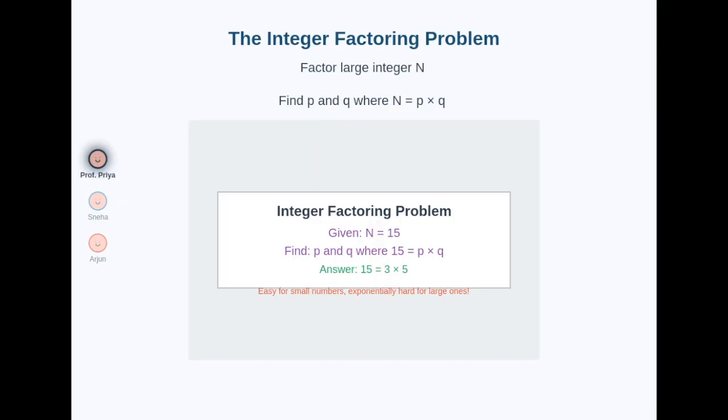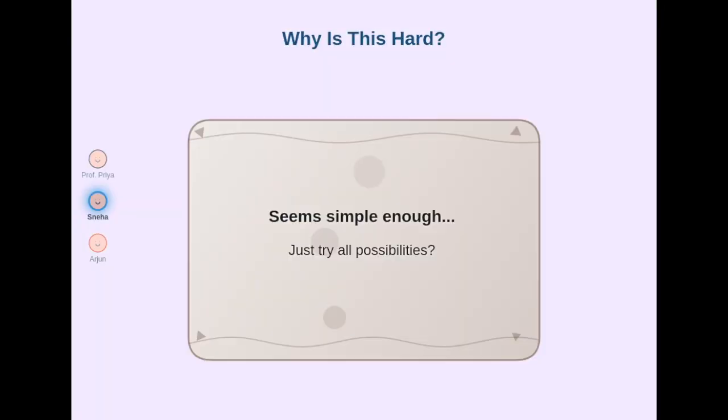Now let's tackle the main problem Shor's algorithm solves, factoring large integers. Given a number n, we want to find its prime factors p and q, such that n equals p times q. This sounds straightforward. Can't we just try dividing by all possible numbers until we find the factors?